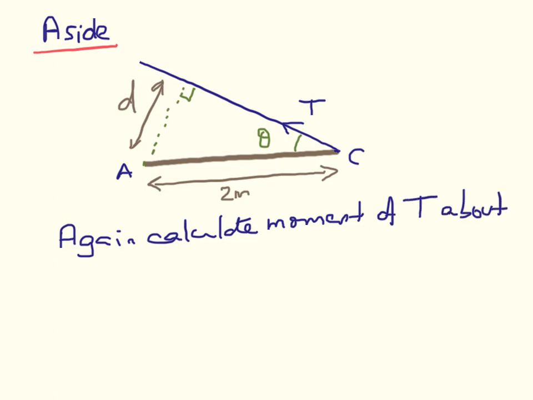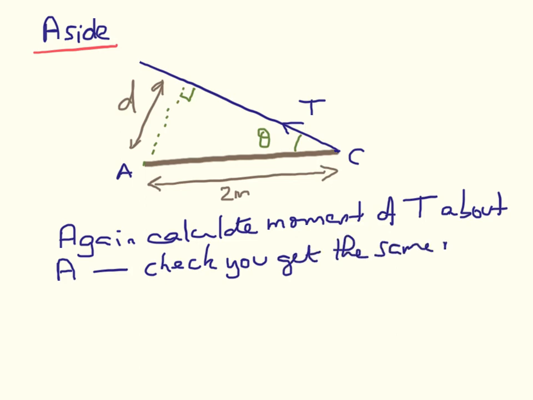about A, the point A, around here, by saying that it's going to be the size of the force times this distance. Again this is a physical object, so the way we calculate it shouldn't matter, we must get the same result, so check you get the same result. That's a small exercise for you, and now let's go back and work out what the reaction force at A from the wall is.